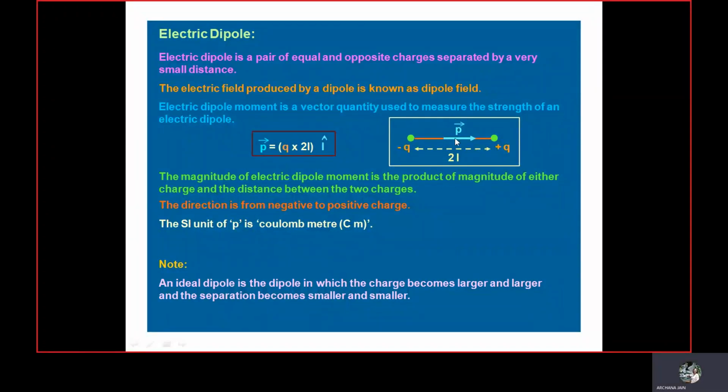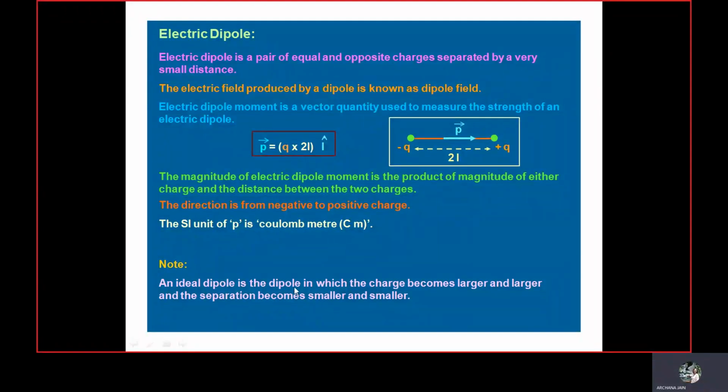Here, minus q and plus q charges are separated by distance 2L. This is an electric dipole. Electric dipole moment is charge multiplied by the distance between the two charges. Dipole moment p is equal to q into 2L. The direction of the electric dipole moment is from negative charge to positive charge, and the unit is coulomb meter.